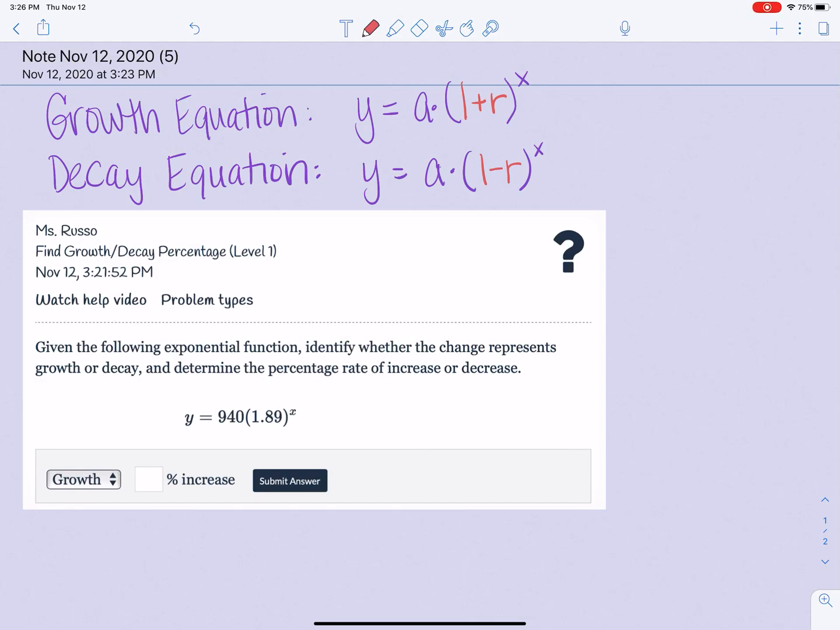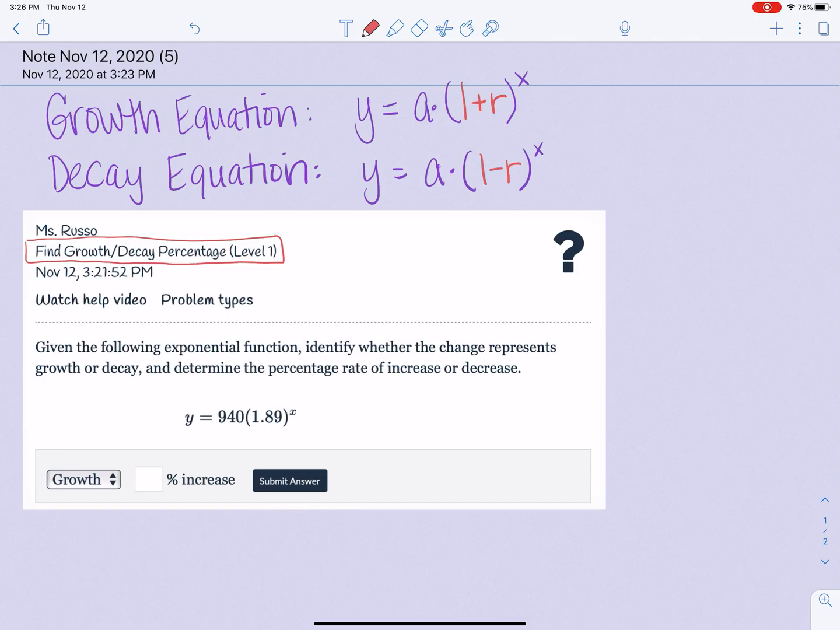Okay, we're going to work on our new assignment, find growth and decay percentages. Now what that means is we're going to work backwards. So you're going to have to try to determine, is the equation they're giving you a growth equation or a decay equation? And once you figure that out, you need to figure out its rate of change. In other words, what is the percent that it was increased, or what is the percent that it decreased?